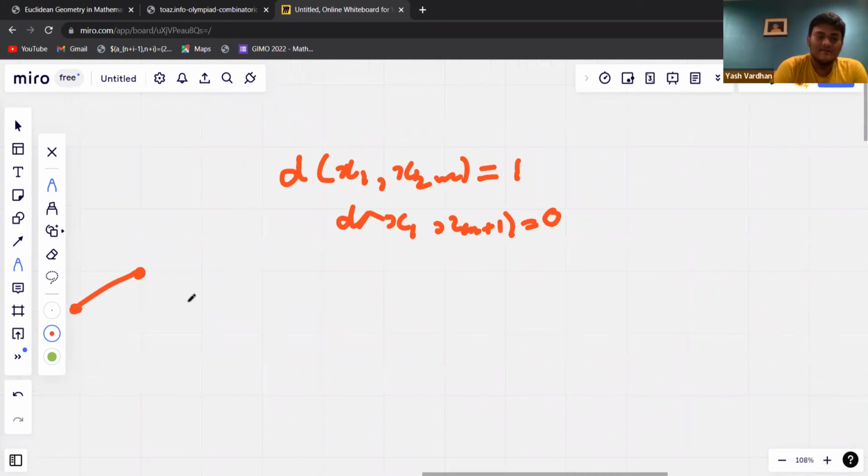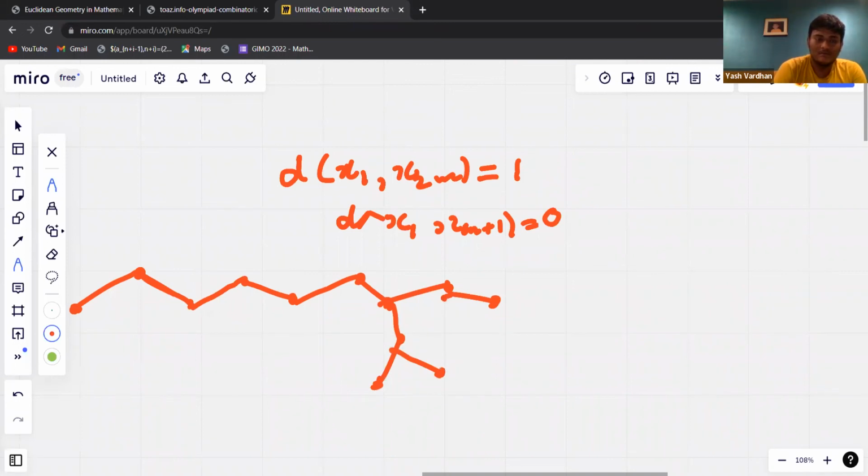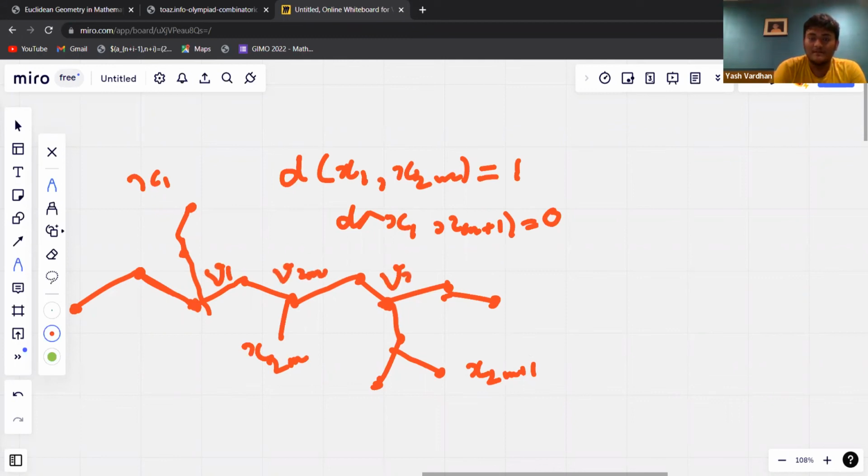So if I look at x1, I'll just mark them on the graph. Suppose this one was x1, and I'll prove it by induction. This was x2m, and say this was x2m plus 1. Now we'll consider their point of attachment on the skeleton. It is quite evident that the skeleton is the horizontal one, and I'll call these v1, v2m, and v2m plus 1.